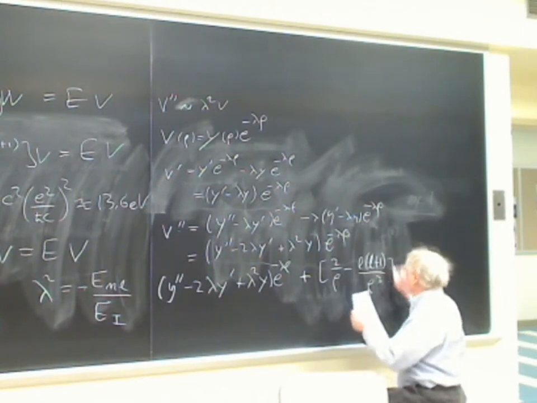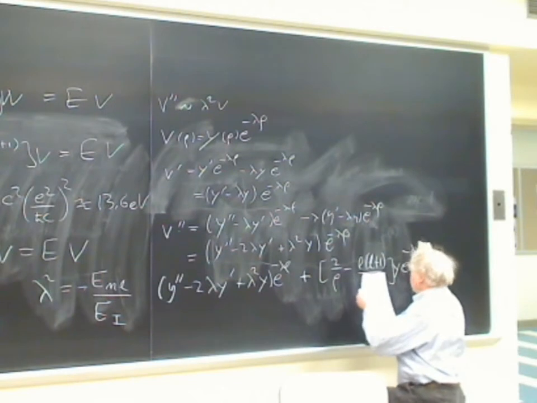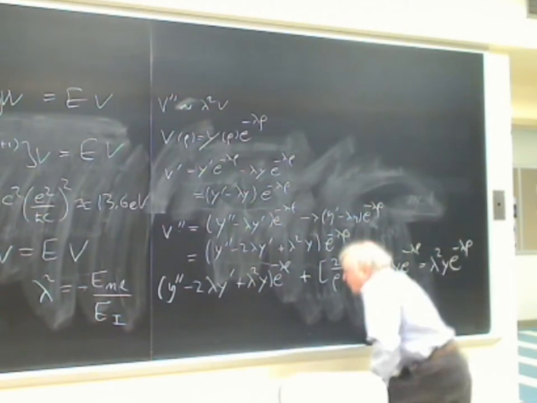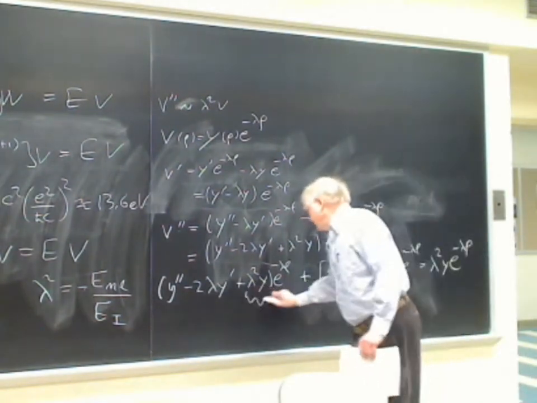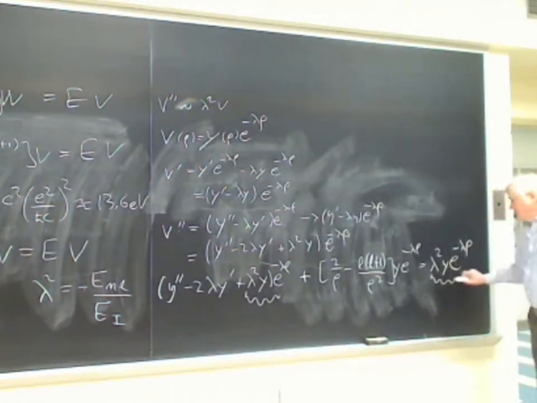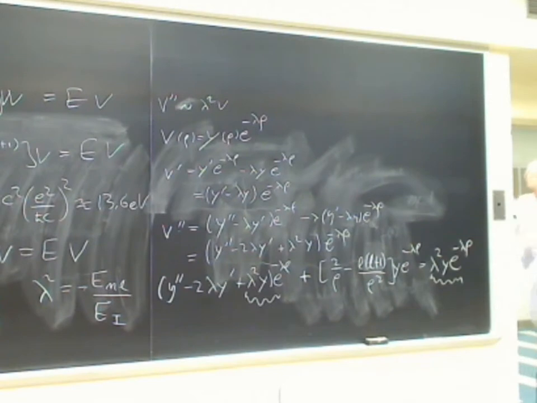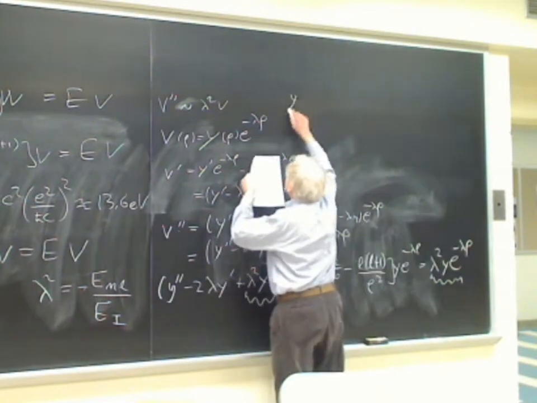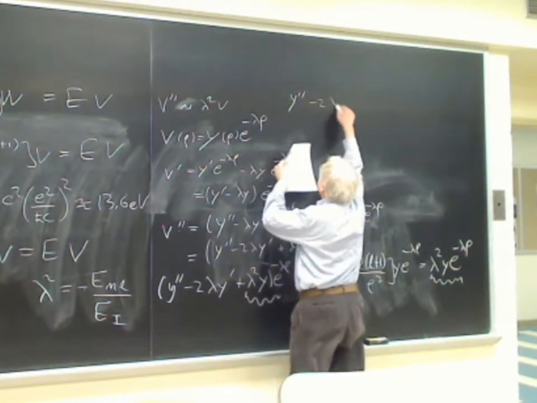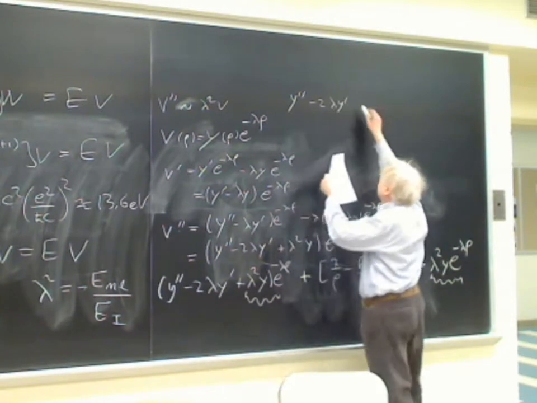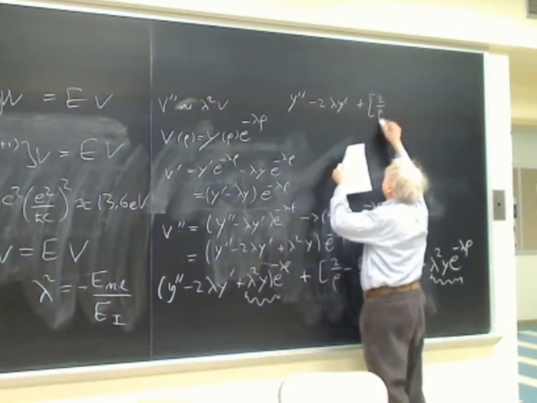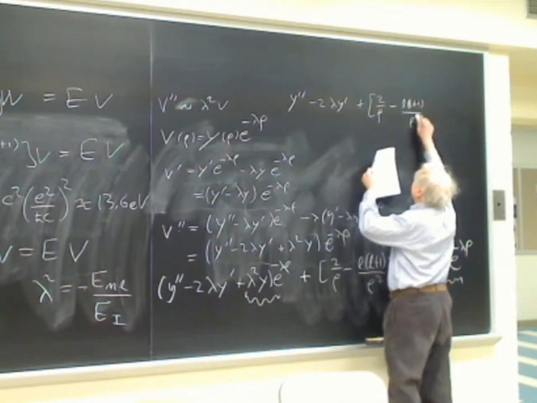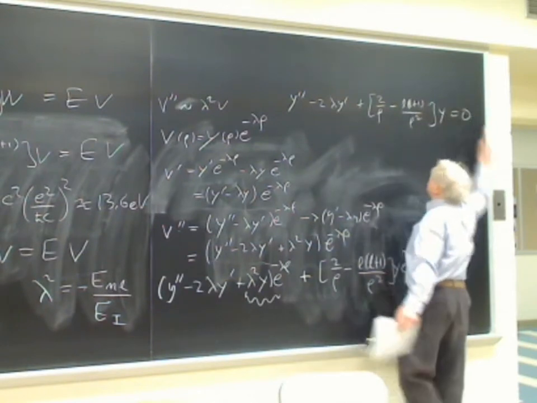Over rho squared y e to the minus lambda rho equals lambda squared y e to the minus lambda rho. So, as promised, this term cancels this term. And then after that, there's a common factor of e to the minus lambda rho. And so when we're done, what we have is y double prime minus 2 lambda y prime plus 2 over rho minus L(L plus 1) over rho squared times y equals 0.